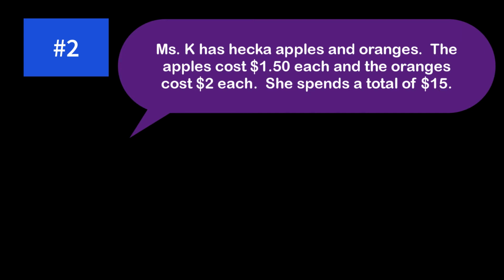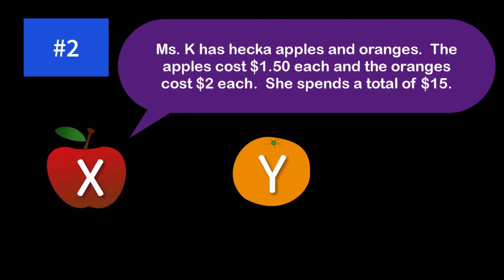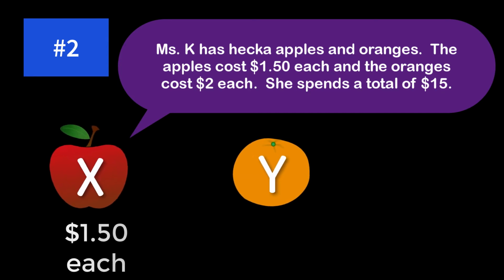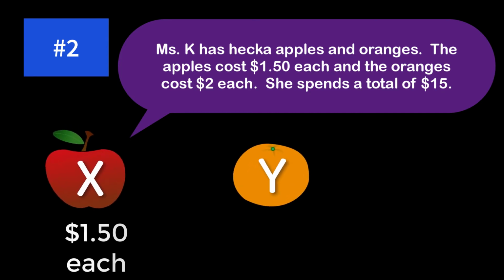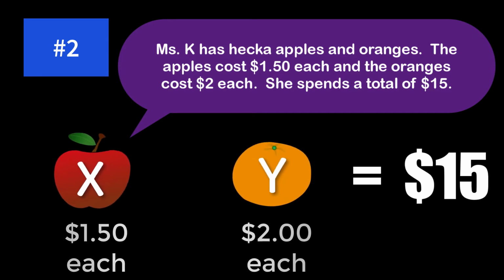Again, in this problem, x represents the number of apples and y represents the number of oranges. We don't know how many apples she bought, but we do know that each apple costs $1.50 each. We don't know how many oranges she bought, but we do know that each orange costs $2 each. And when she went to pay for everything, she paid $15 for all of her fruit.